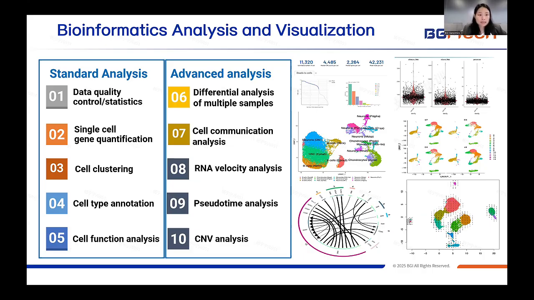The standard analysis includes data quality control, single cell gene quantification, cell clustering, cell type annotation, and cell function analysis. The advanced analysis includes differential analysis of multiple samples, cell communication, RNA velocity, pseudotime, and CNV analysis.